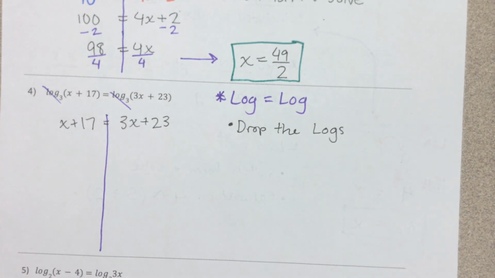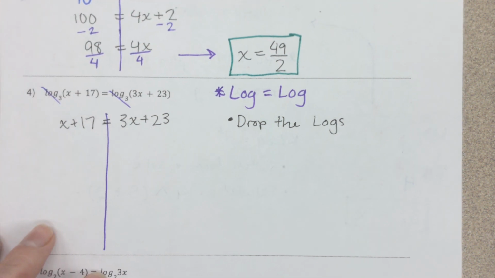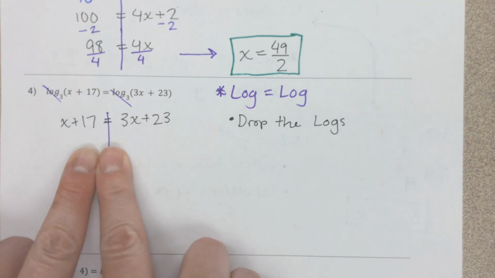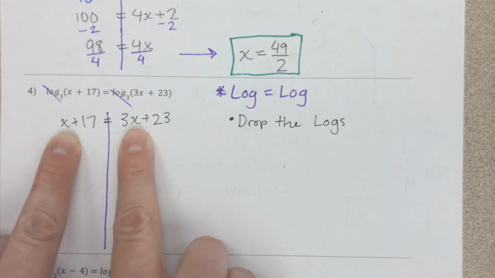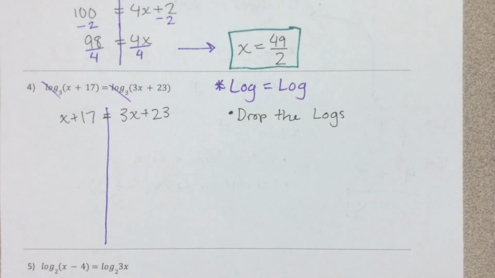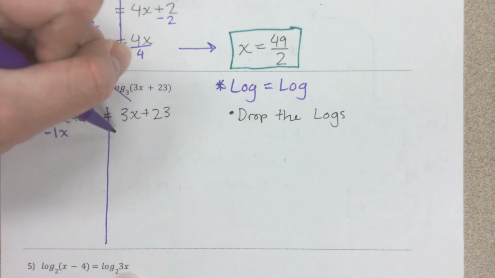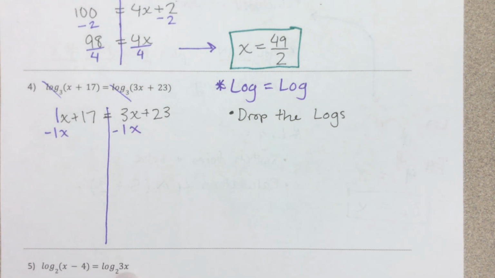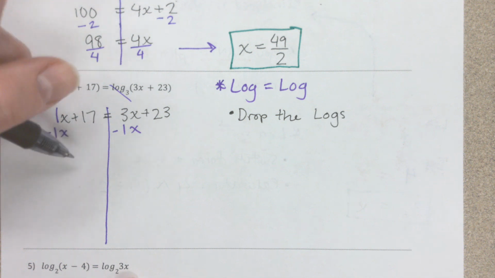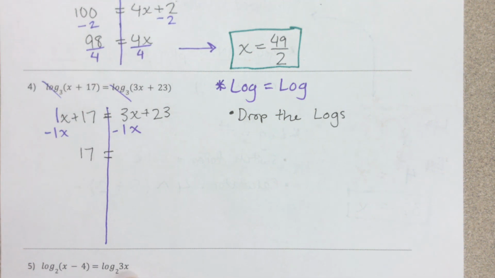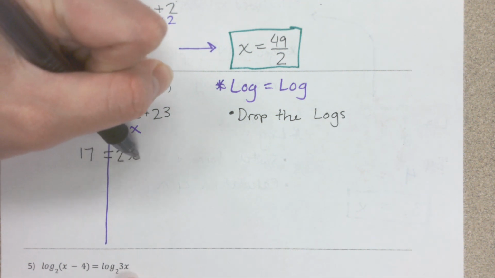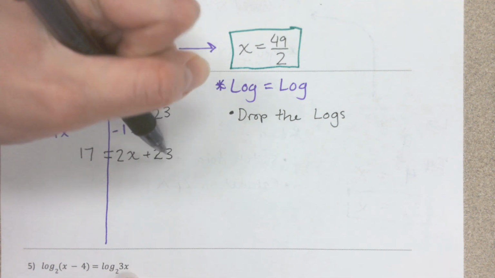And then we solve like normal. I have two x's, x and 3x. They're on opposite sides of this line. We can't combine. Let's move the smaller one, which is 1x. Positive 1x, so I will subtract 1x on both sides. We get 17 equals 3 minus 1, 2x plus 23.